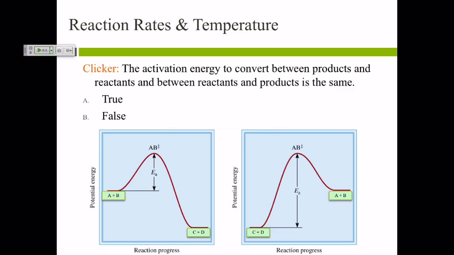So what do you guys think about this statement question? Activation energy to convert between products and reactants, and between reactants and products, is the same. Are they drawn to scale? I believe these two are drawn to scale. So this is now talking about if we had a reaction coordinate diagram, or we flipped the reaction coordinate diagram.